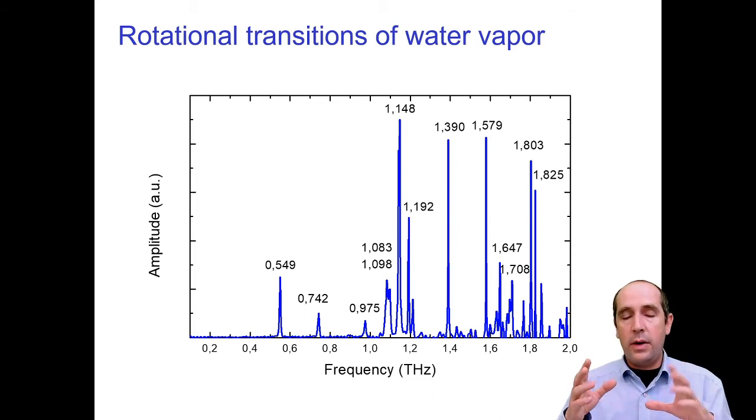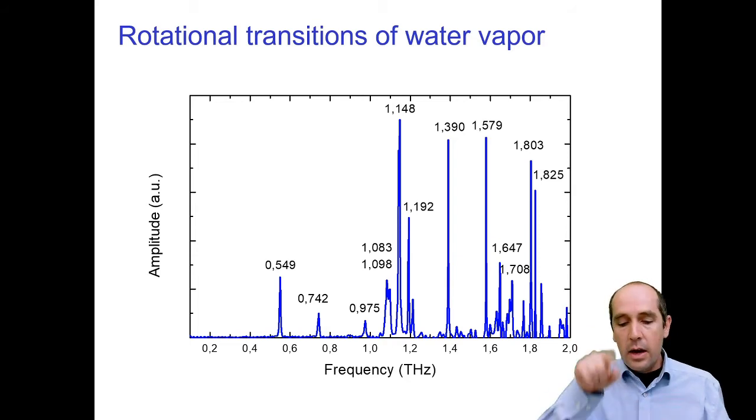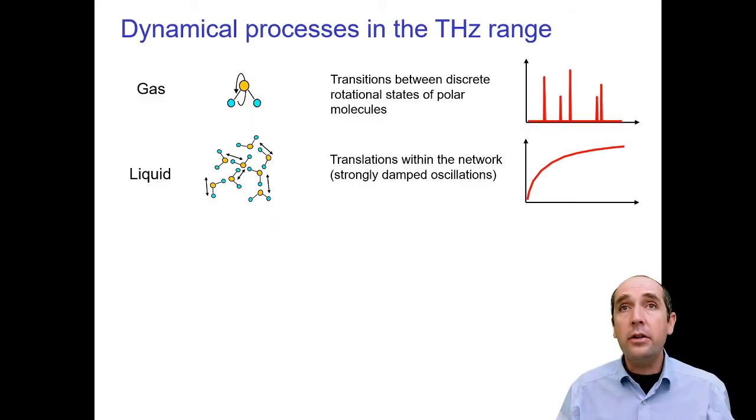So since water is very dipolar, it interacts very heavily with electromagnetic radiation, and therefore it shows all this bunch of different absorption peaks that you see here in the slide, and all of these are related to the transition between two different rotational states. The same can apply to other molecules, many molecules that are even much more complicated than water, for example.